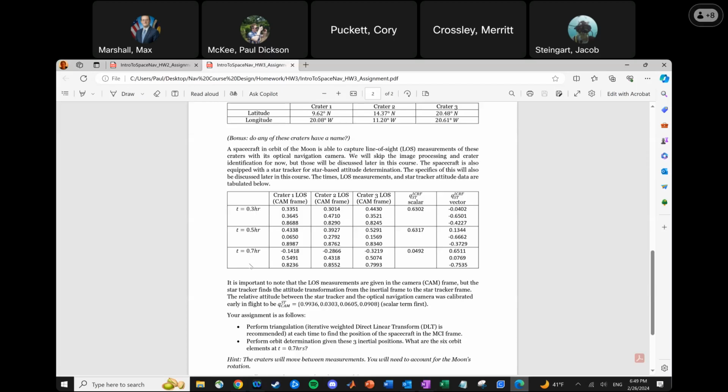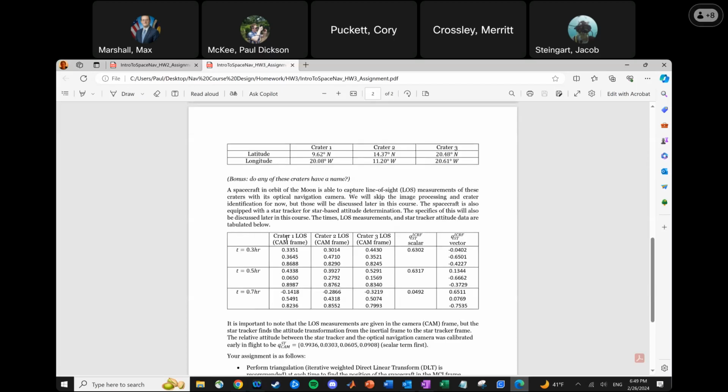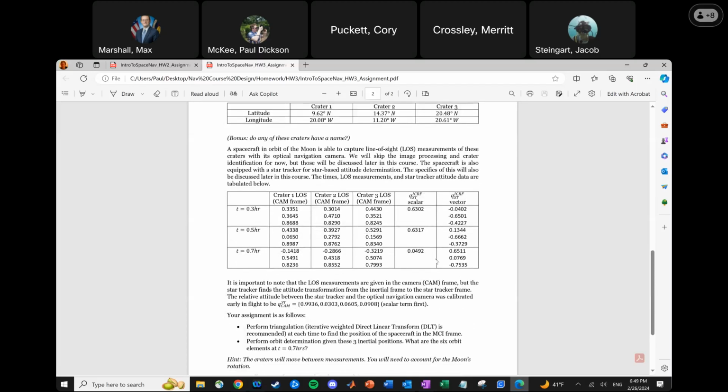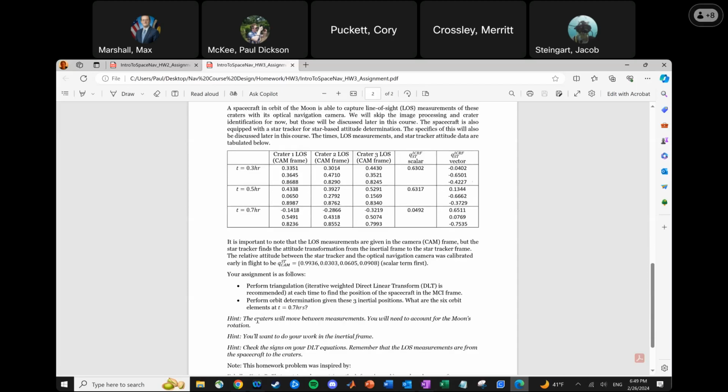That's called Gibbs method. So we can go all the way from knowing our different measurements, all the way from having these pictures of the surface of the moon and recognizing craters. We can triangulate our position at 3 different times, and then basically draw a thread between them, and that is going to be our orbit by solving Gibbs method. Those of you that attempted Gibbs method on homework 1 are going to have a leg up on this assignment. Quick hint, the craters are going to move between measurements, so you need to be taking that into account.